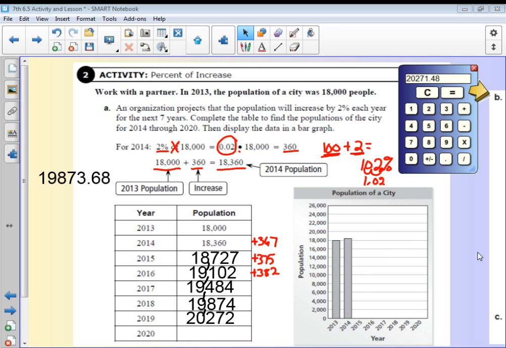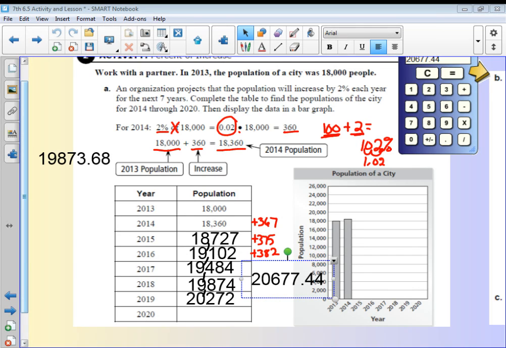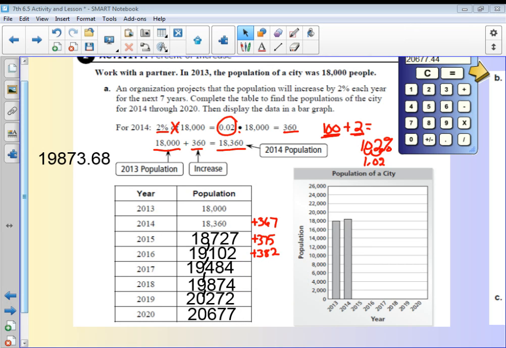And then our last one, so we're going to do 20,272 times 1.02, which is 102%, so it's including our original. And we get this number, so I just need to round that, so it would be 77. So 20,677 for our last one.